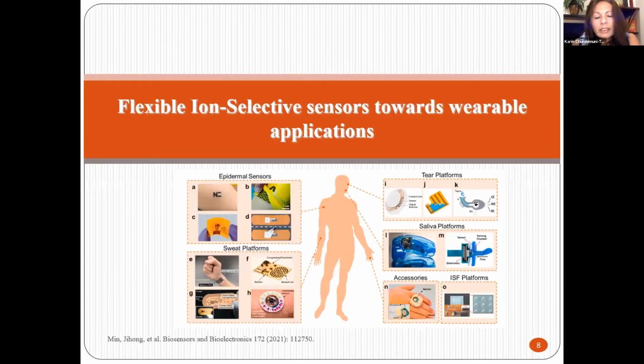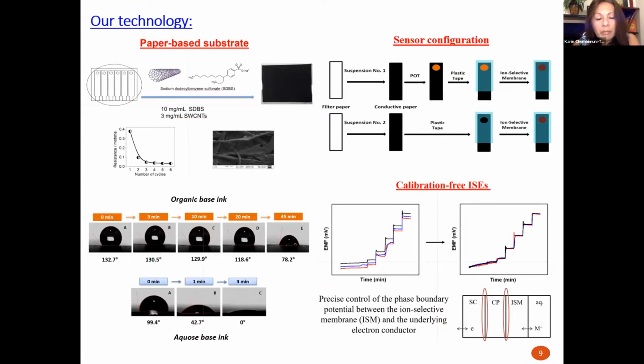A second research area that I would like to talk to you about today is the flexible ion sensors that we do towards wearable applications. One of the biggest challenges for wearable applications is the reproducibility of the sensors, and we work towards that. Our flexible platforms are mainly based on paper-based sensors, but we also use plastic substrates.